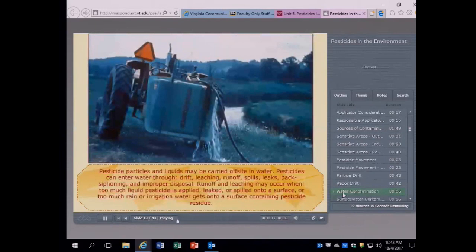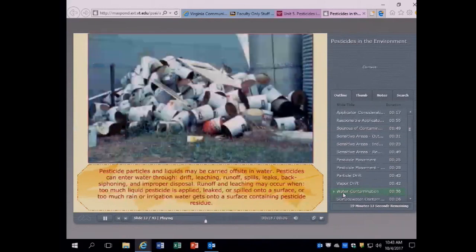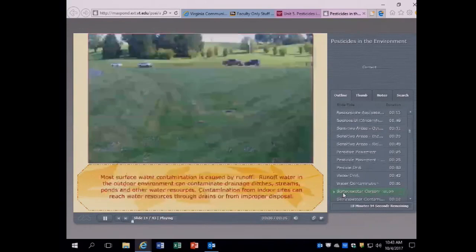Pesticides can also enter water through spills, leaks, and back siphoning from nearby mixing, loading, storage, and equipment storage sites, and improper disposal of pesticides, rinses, and containers. Most pesticide movement in water is across the treated surface, runoff, or downward from the surface, leaching. Runoff and leaching may occur when too much liquid pesticide is applied, leaked, or spilled onto a surface, or too much rainwater, irrigation water, or other water gets onto a surface containing pesticide residue. Most surface water contamination is caused by runoff.